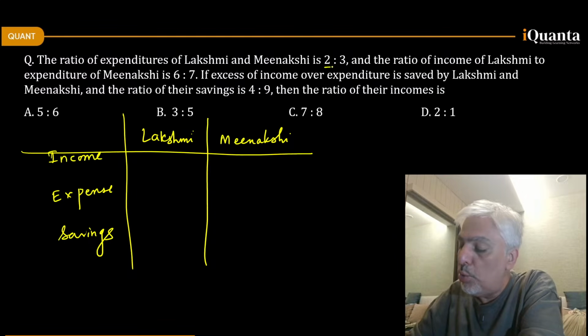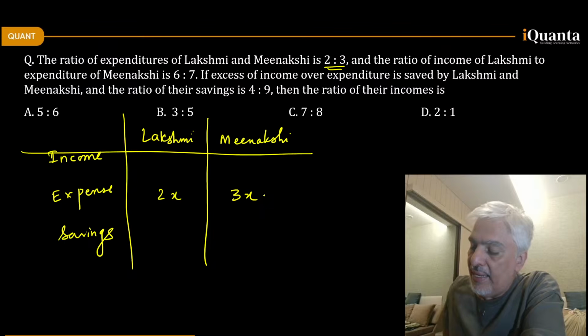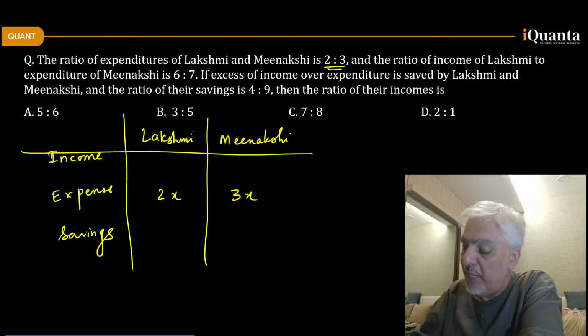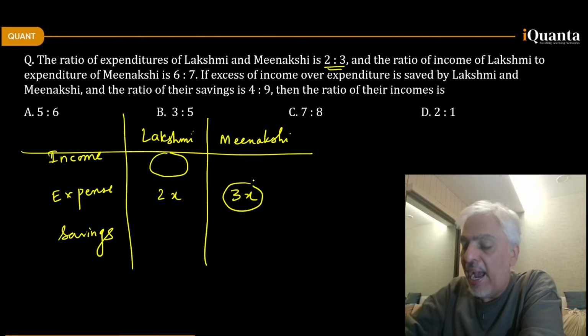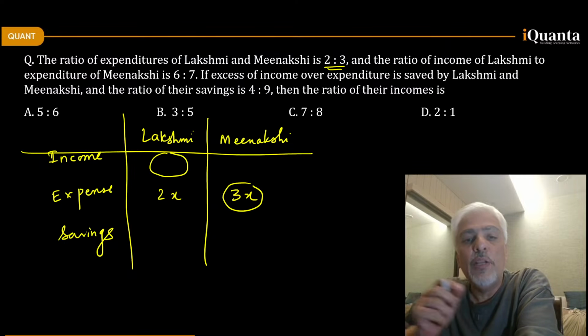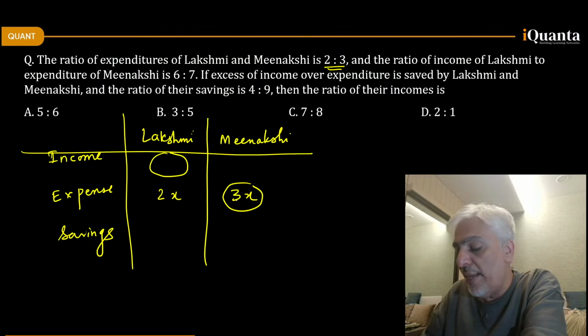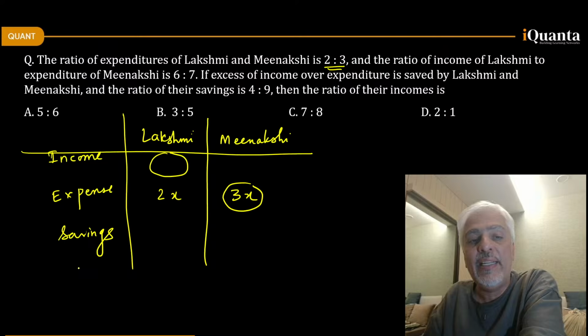Expenses are in the ratio 2:3. So if I take this as 2x, this is 3x. And the ratio of the income of Lakshmi and the expense of Meenakshi are in the ratio 3:7. This number and this number are in the ratio 3:7. So because of that 7, I am going to make one change in my method. This 2 and 3 which I took, I'm going to right now make it 14 and 21. Multiply by 7.